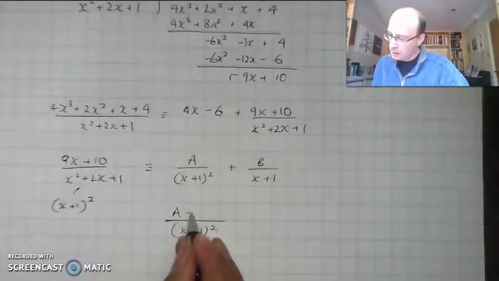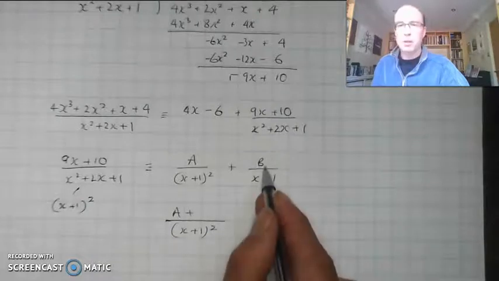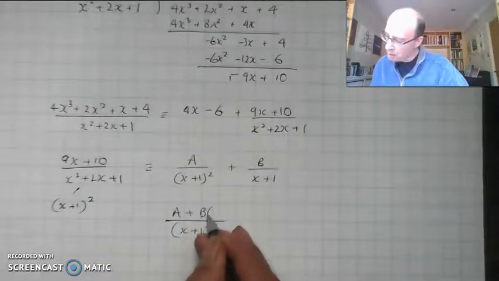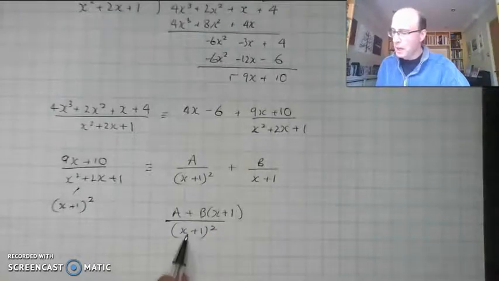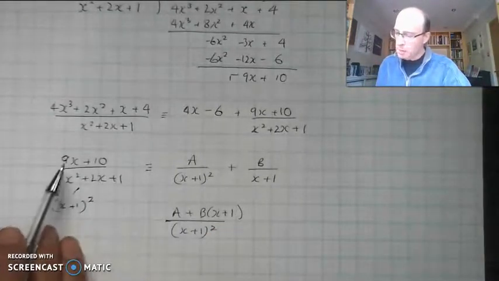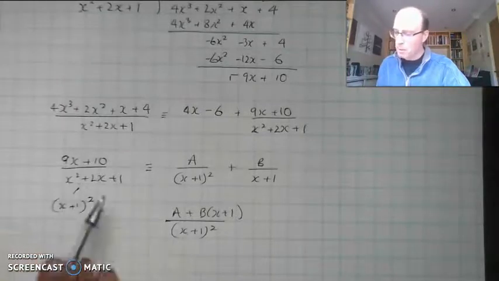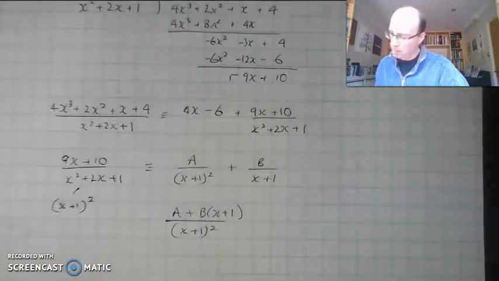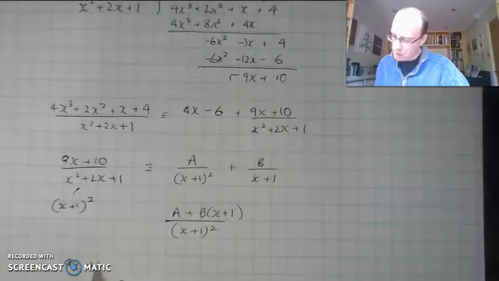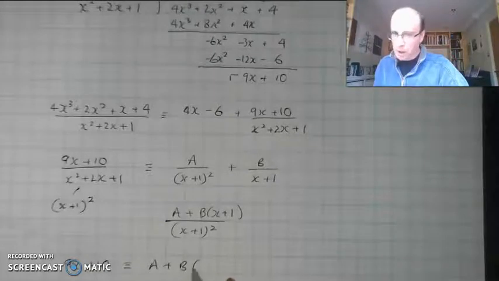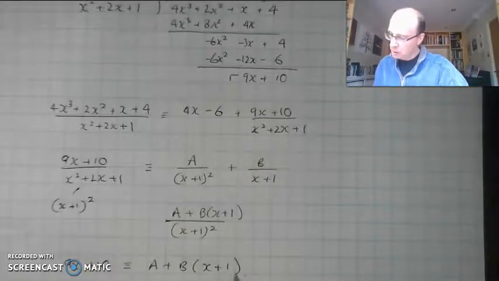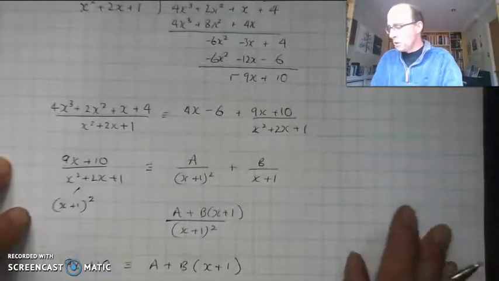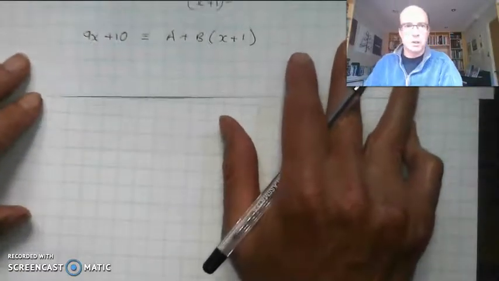I'm going to get a. I've got x plus 1 already, so I need to multiply the numerator by x plus 1 to get an equivalent fraction. And I can then compare that with my 9x plus 10, because the denominators are the same. This is x plus 1 all squared, and this is x plus 1 all squared, so my numerators must be the same. So we've got 9x plus 10 is equivalent to a plus b lots of x plus 1. Let's move that up to the top so we can still see it.